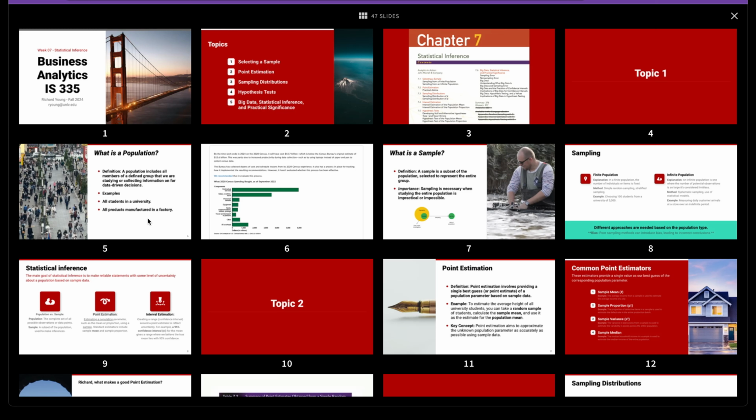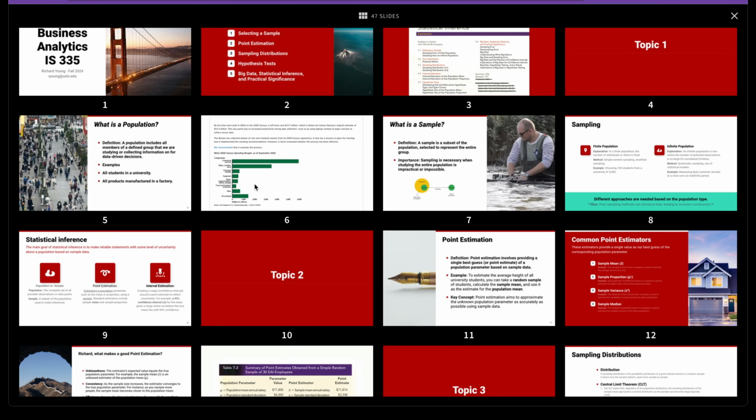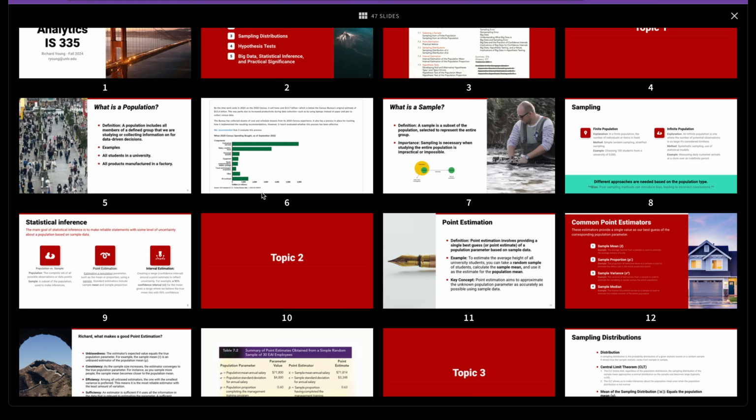I don't normally review this type of stuff. Population and sample, you know that. A sample is what you use to predict a population. Why do we do it? Because the census is $14 billion. It's a lot of money.